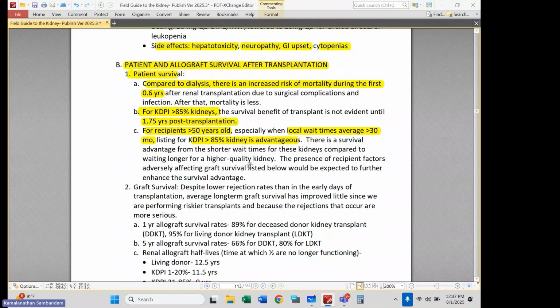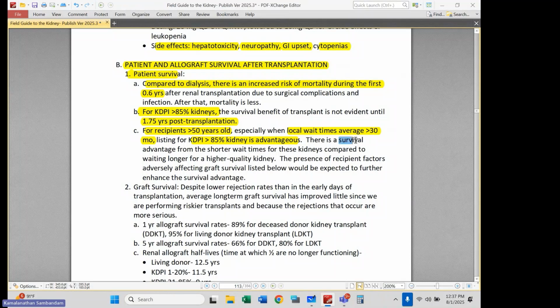If you're a 55-year-old blood type AB patient, where the wait time is going to be pretty short, right? In this area, less than a year. You might say, you may not want to list for a high KDPI kidney. It's your choice, but it looks like there's not going to be a clear advantage in that scenario. Okay? So those are how you're going to play this out.